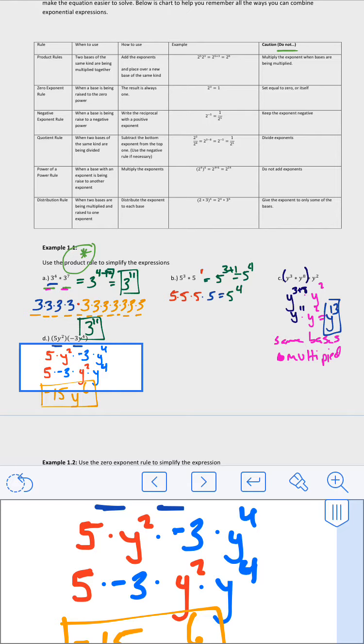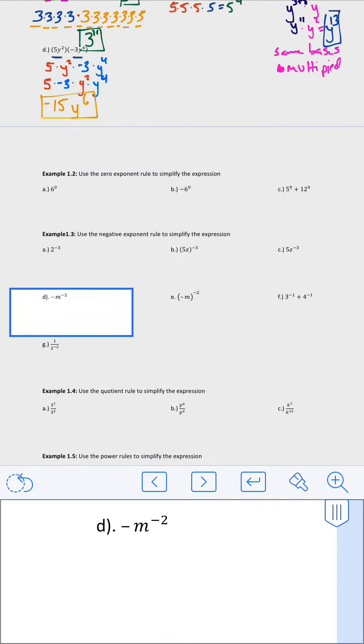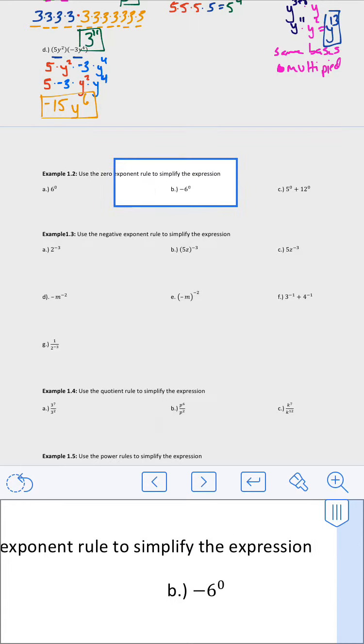Alrighty, we're going to go on to the zero exponent rule now. If you have any questions about the product rule, it's probably the most powerful rule, and you'll see it most often. Definitely want to make sure you got this one down. If you have any questions at all, you need to stop the video and ask now. Alrighty, hope you got your questions answered. Let's jump on down to the zero exponent rule.